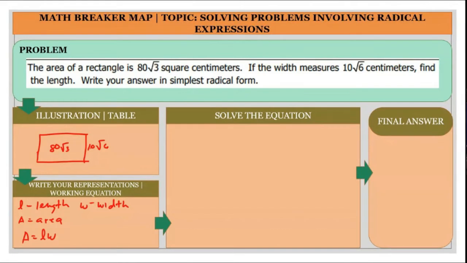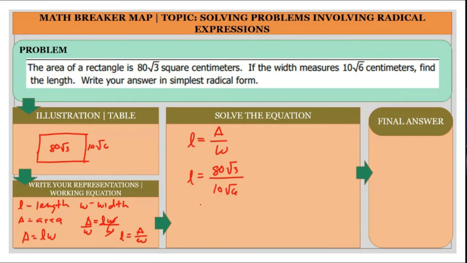Now, we will be solving for the length, and that will be based on the formula A is equal to L times the width. We will now isolate the length for us to solve for its value. So dividing both sides by W, we will be leading to L is equal to A over W. Now we will substitute to solve for the value of the length. So L now is equal to A over W. Based on our illustration, the given for the area is 80 square root of 3 and the width will be 10 square root of 6 now.